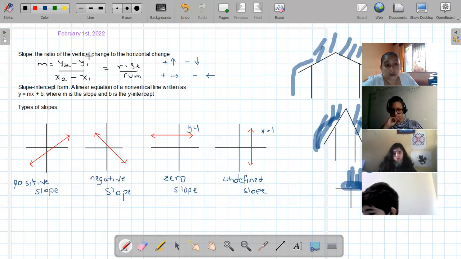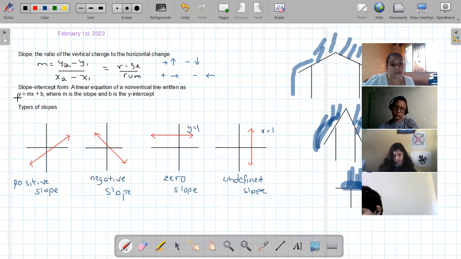Then the other form is to find the slope from an equation, okay? And that is when the equation is written in slope-intercept form. Slope-intercept form is a linear equation of a non-vertical line, okay? This type of equation will only give you non-vertical lines. So there won't be any vertical line that you can find with a slope-intercept form equation.